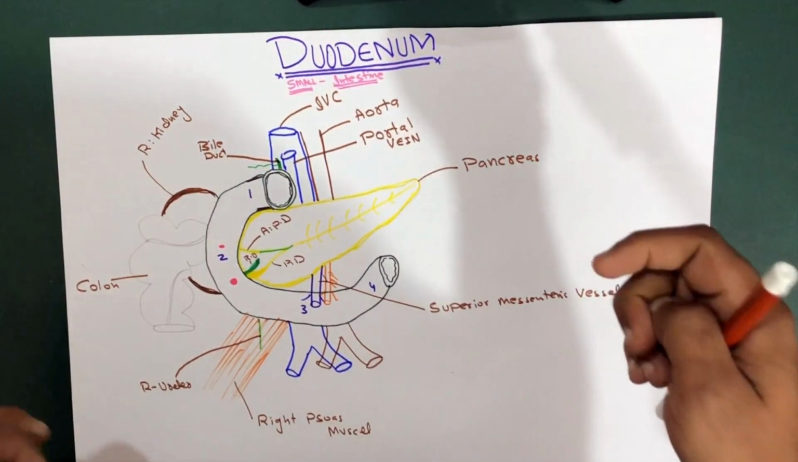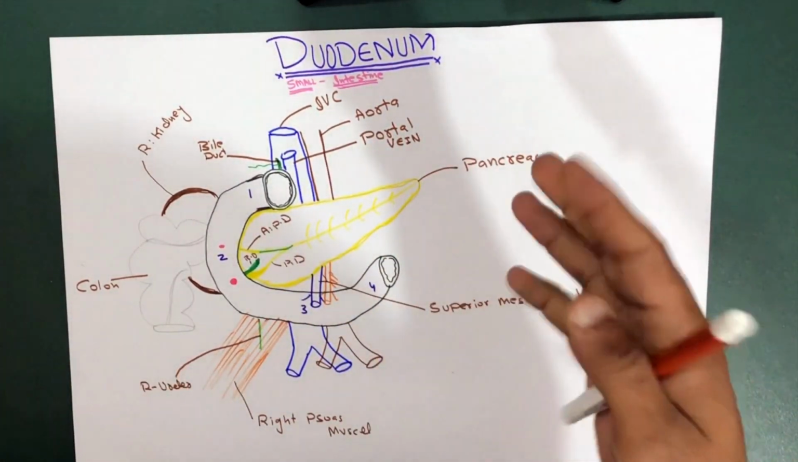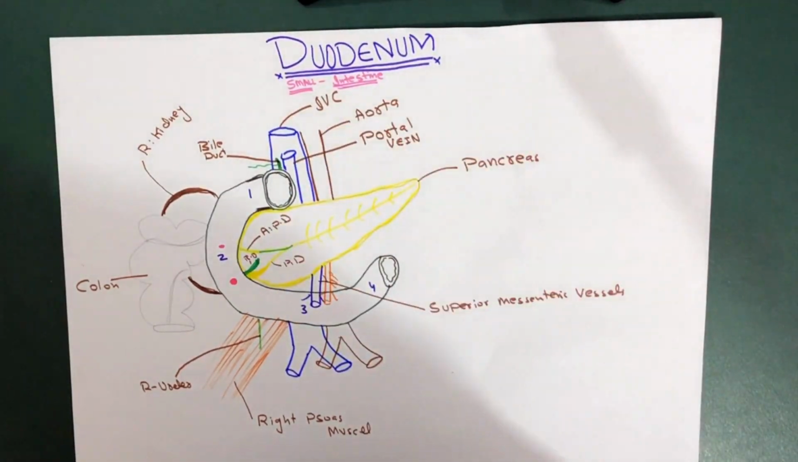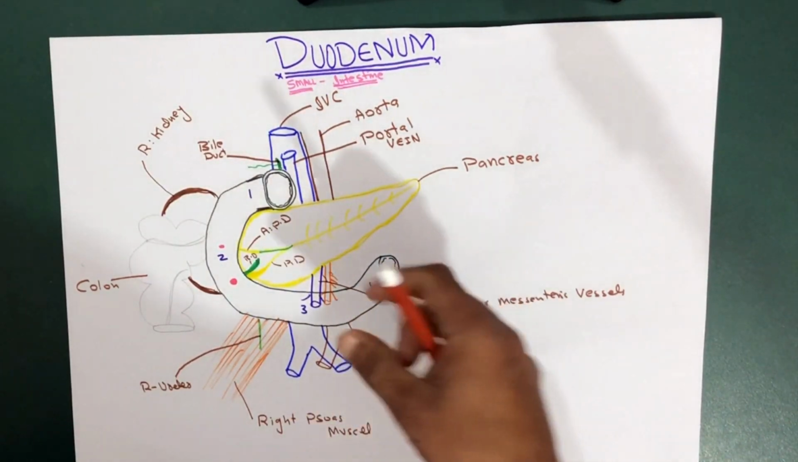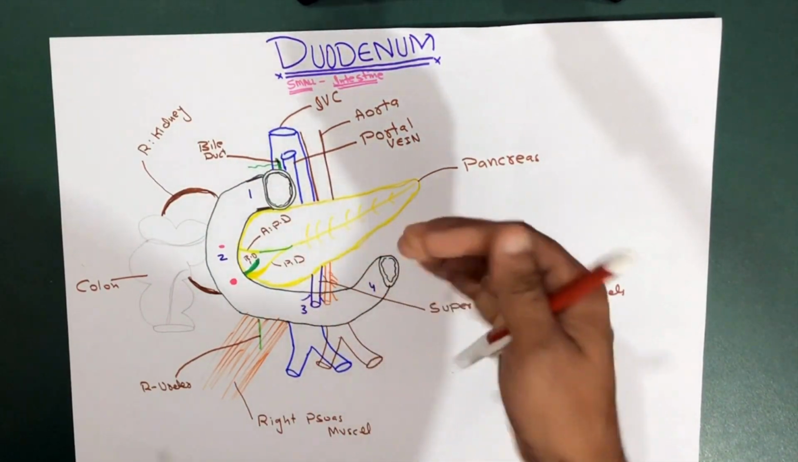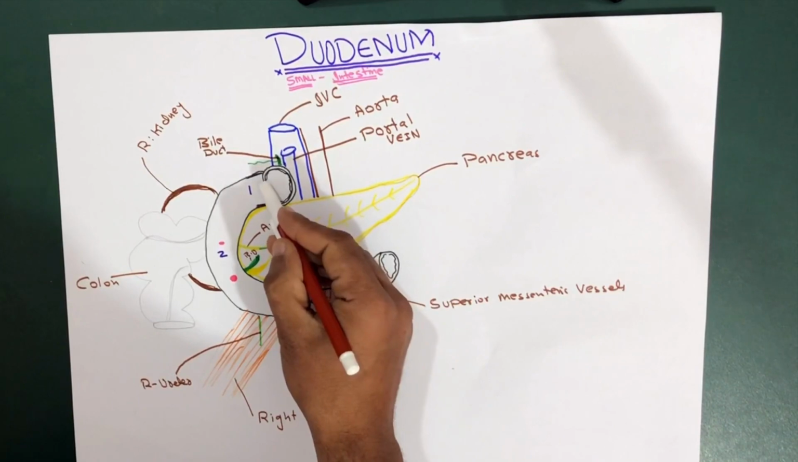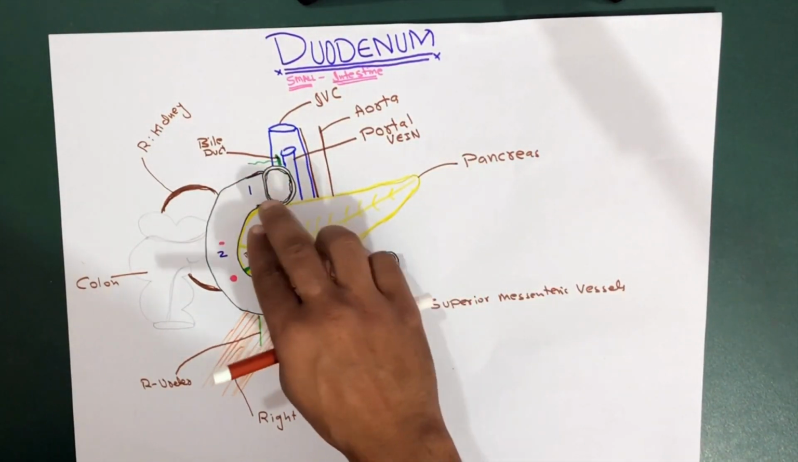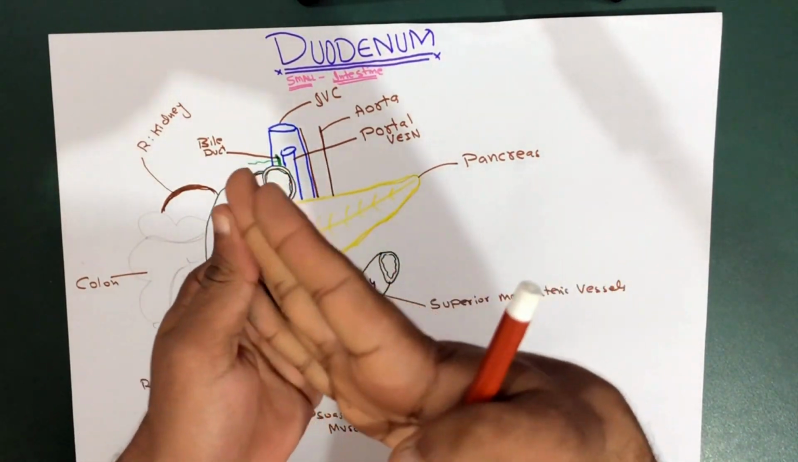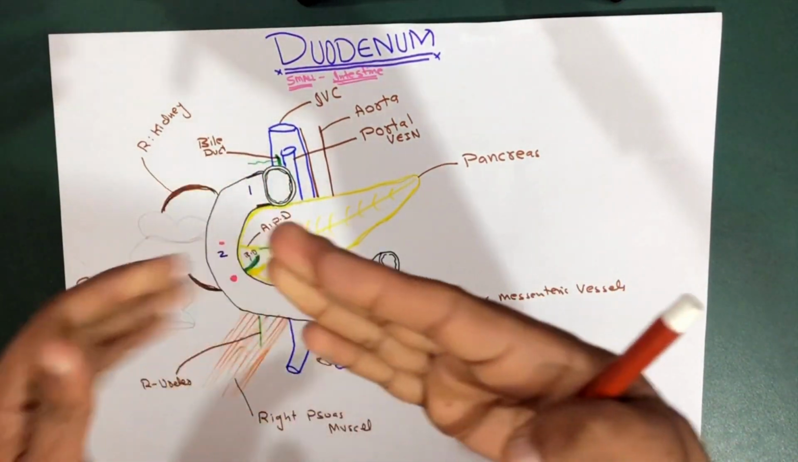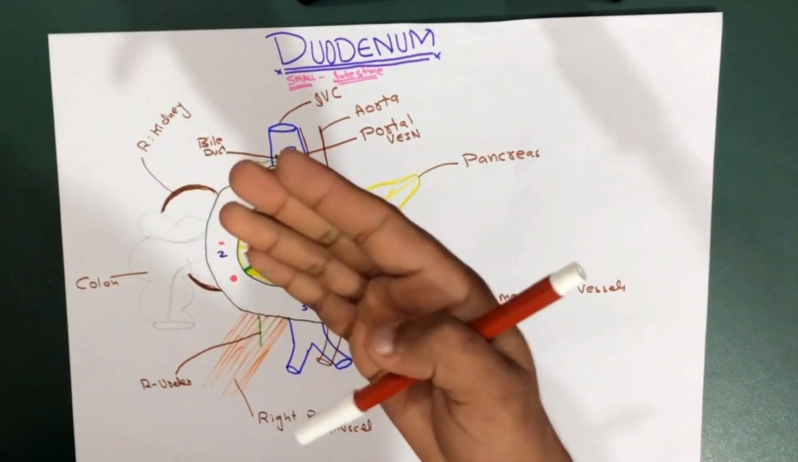Now let's move further and talk about the first part of the duodenum. The first part of the duodenum starts at the pylorus. We have just talked about it, and it goes upward and backward. I can't show it backward over here, but you can see by my hand that it goes upward and backward, like that.